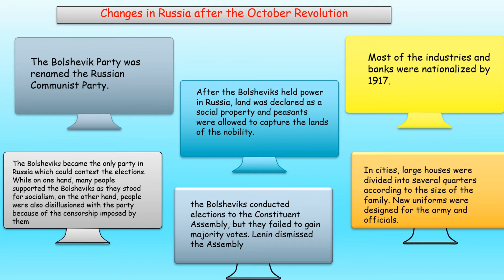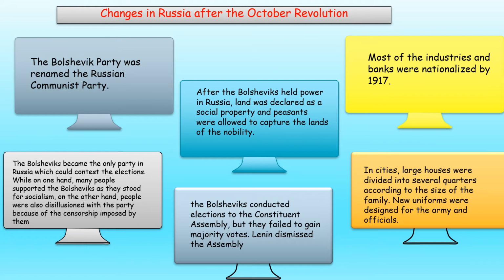Children, let's have a look at what happened to Russia after the October Revolution. Number one, the Bolsheviks were totally opposed to private property. Banks and industries were nationalized. Land was considered as social property and the peasants were allowed to take their lands back from the nobles.